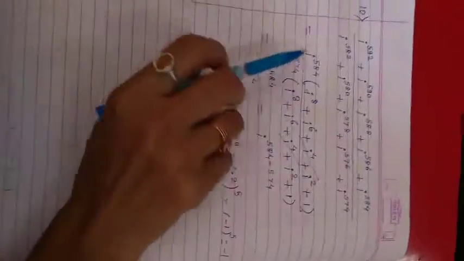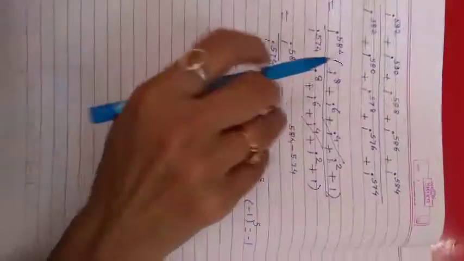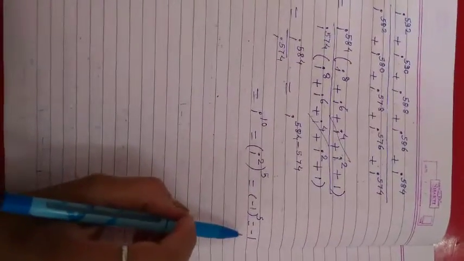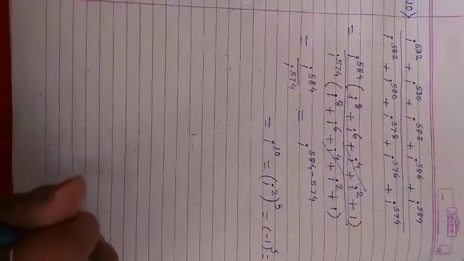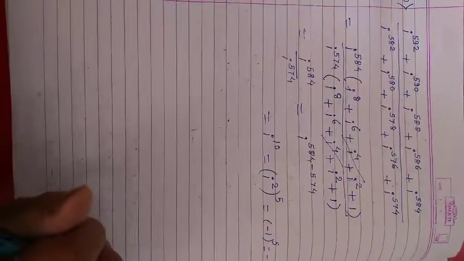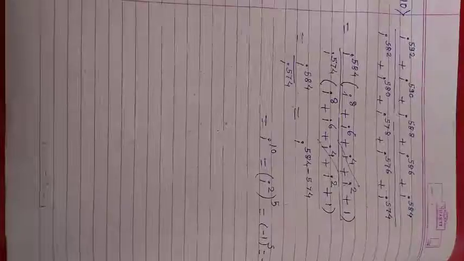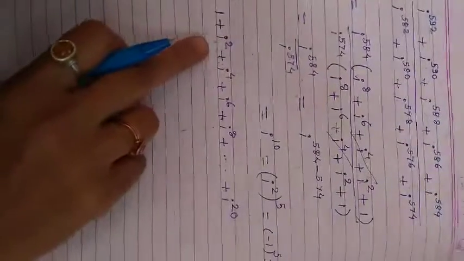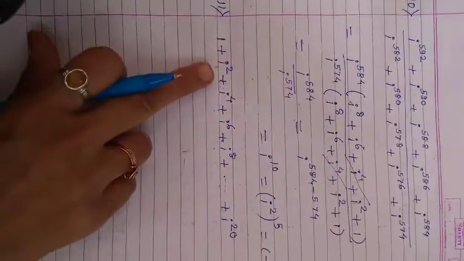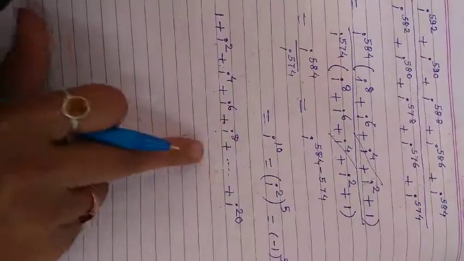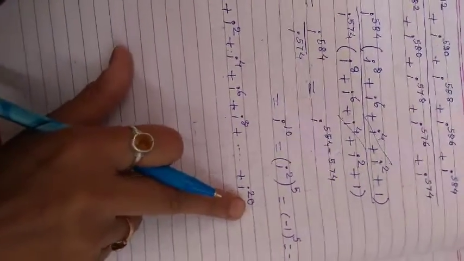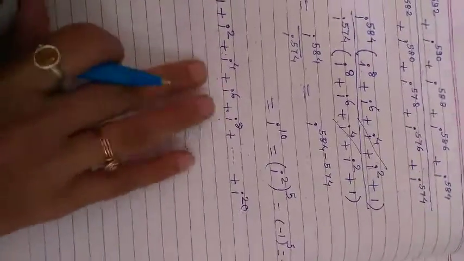So example देखने से भले ही confusing है but the answer is very simple, that is minus 1. So in this way we have to solve this. Now the next example, 11th example, find the value of: 1 plus i square plus i to the power 4, i to the power 6, i to the power 8 plus and so on up to i to the power 20. Find the value of this.